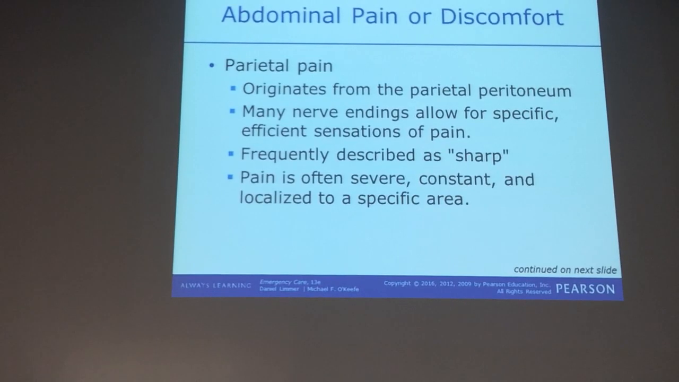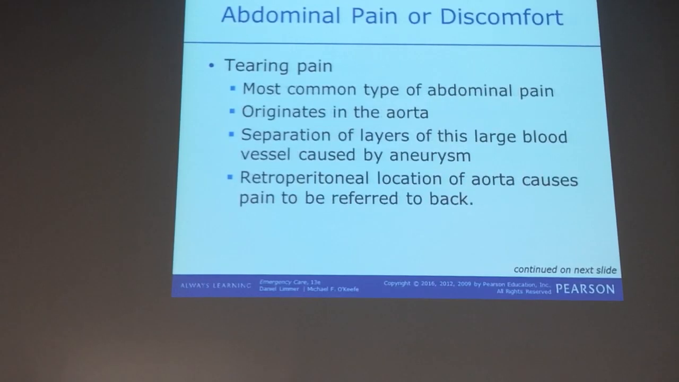So parietal pain originates from the parietal peritoneum. Many nerve endings allow for specific, efficient sensations of pain. It's frequently described as very sharp. It's often severe, constant, and located in a specific area. Tearing pain. The most common type of tearing abdominal pain originates in the aorta. Separation of the layers of this large blood vessel caused by an aneurysm. This is very painful and can be deadly. The retroperitoneal location of the aorta causes pain to be referred to the back.